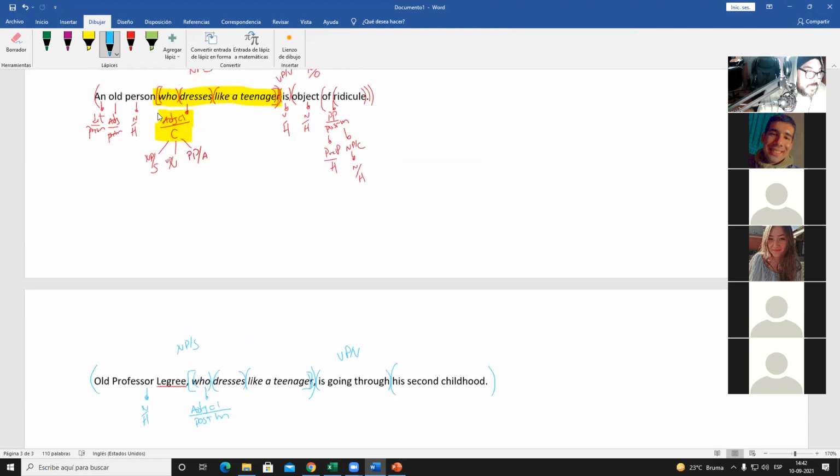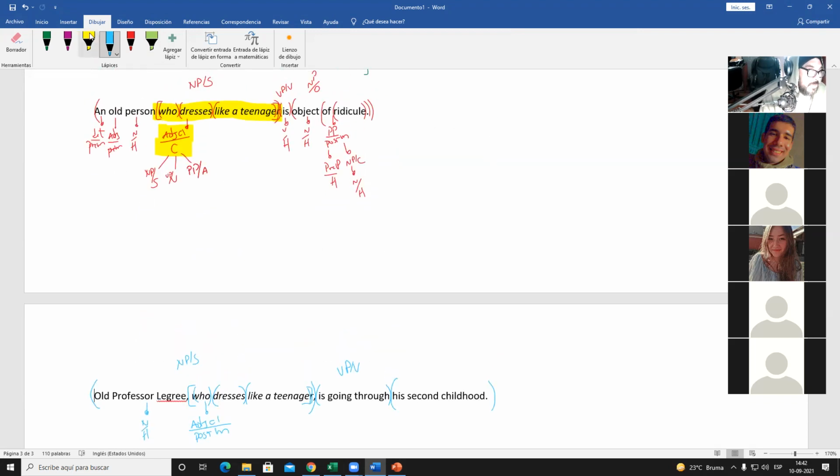Les pido entonces la comparación entre uno y otro. ¿Alguna duda?